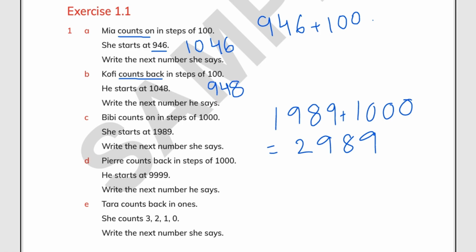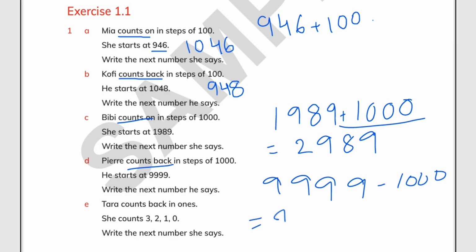Pair counts back in steps of 1000. Here when we had to count on, we added 1000. Here we have to count back, so we will subtract 1000. He starts at 9999. What will be the next number? So we will subtract 1000. So the next number will be 8999. This is the answer of D part.